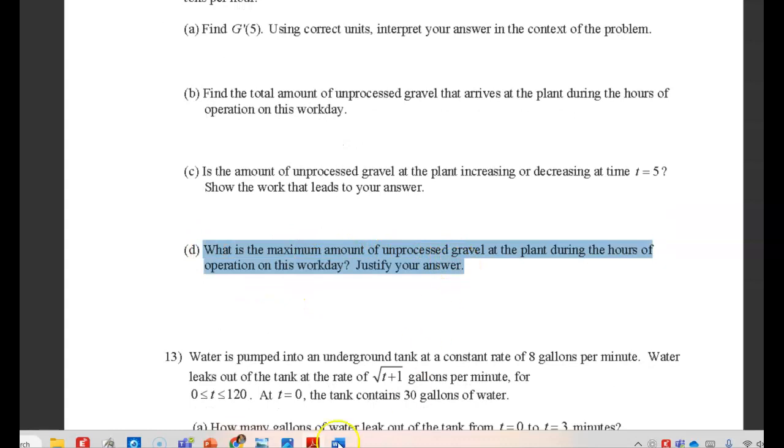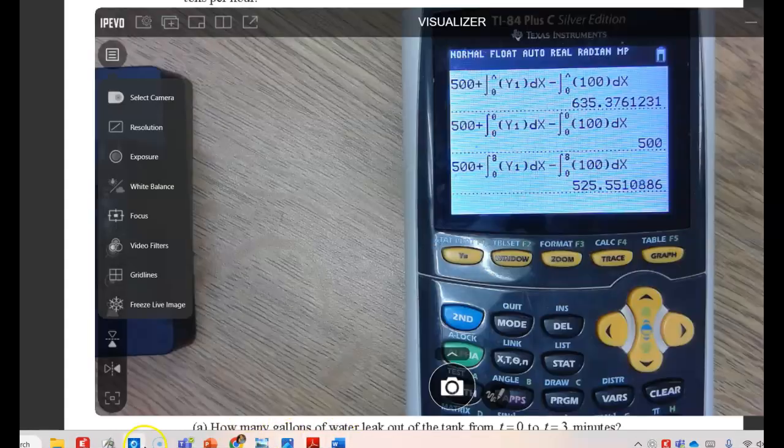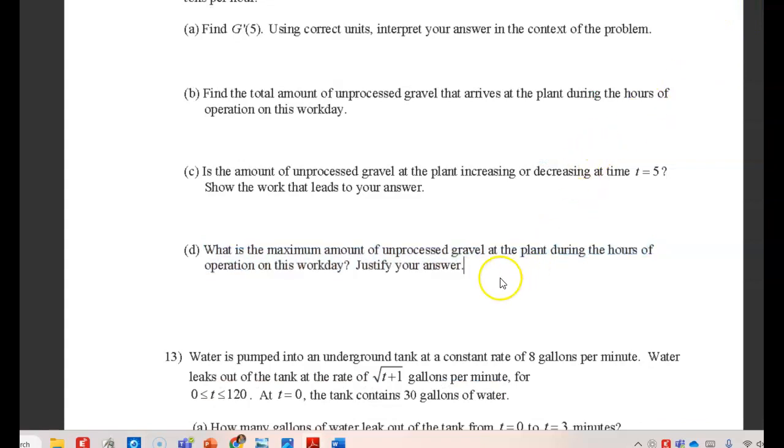So again, in terms of this problem, we were looking for what is the maximum amount of unprocessed gravel. All of these values represent the amount of unprocessed gravel. So the maximum amount of unprocessed gravel is 635.376. When does that occur? It occurs at hour 4.9234. Does that make sense?